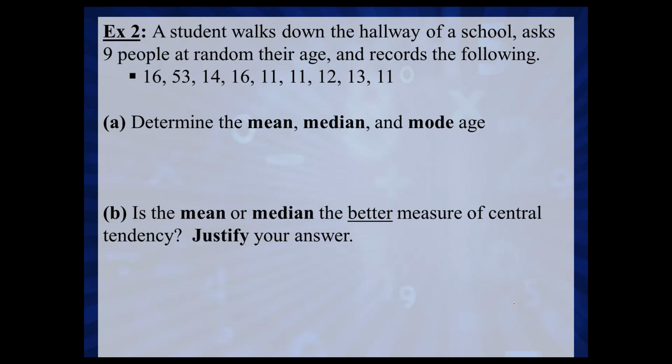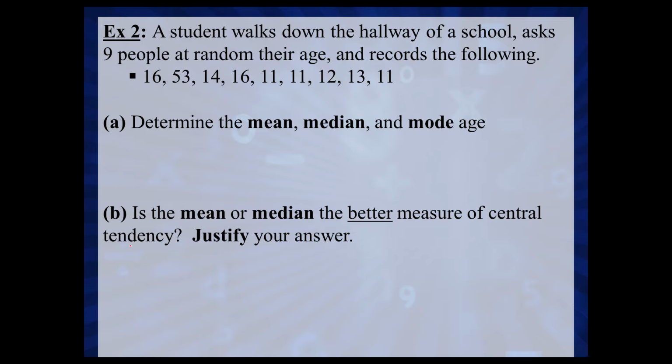Second example, a student walks down a hallway of a school and then just at random asks 9 people their age and records the following. So they get ages of 16, 53, 14, 16, 11, 11, 12, 13, and 11 years old. Part A, I want to determine the mean, median, and mode age.